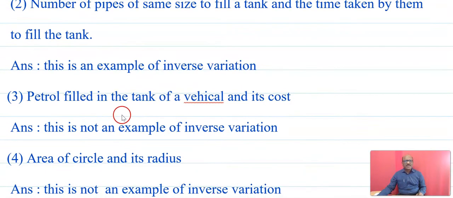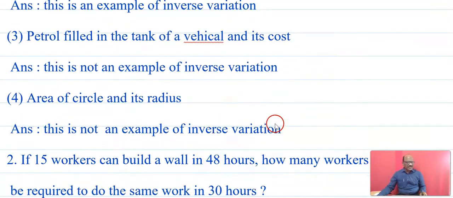Petrol filled in a tank of a vehicle and its cost. If we increase the petrol, then the cost will increase. Therefore, this is not inverse variation, but it is a direct variation.